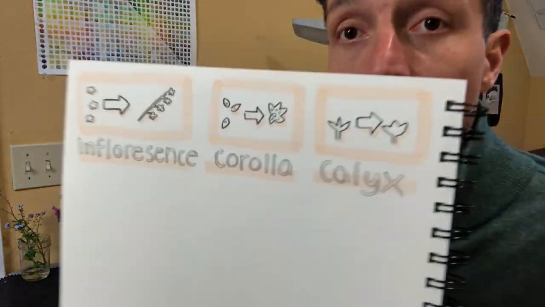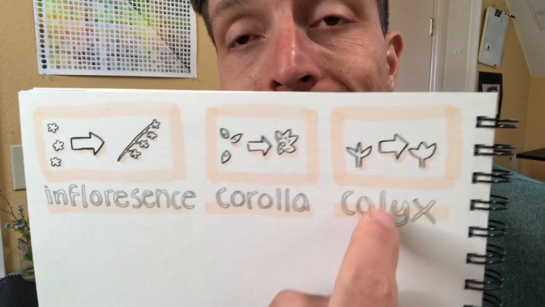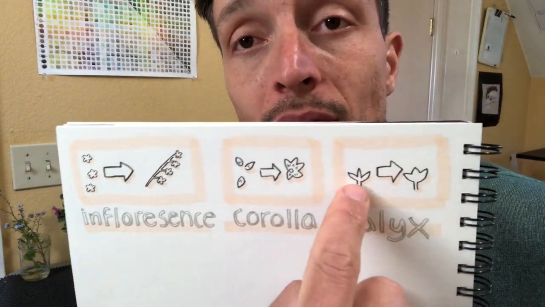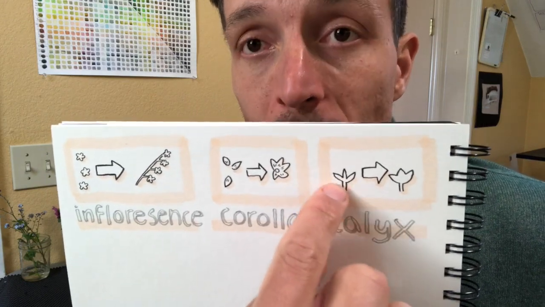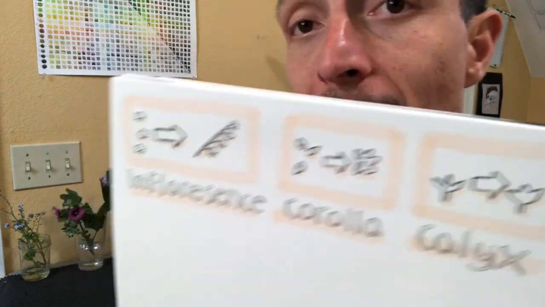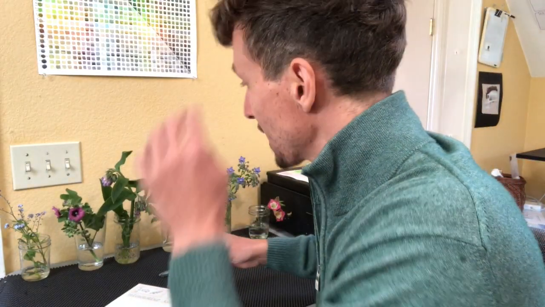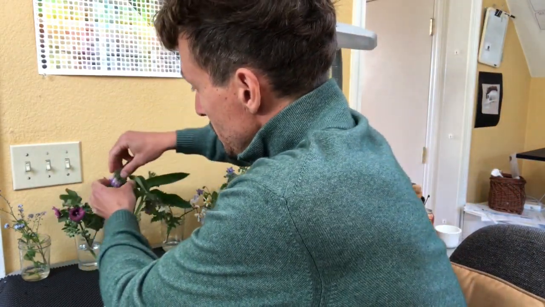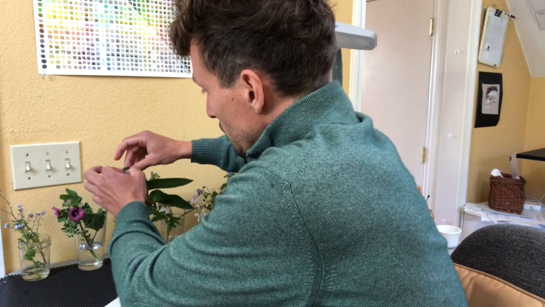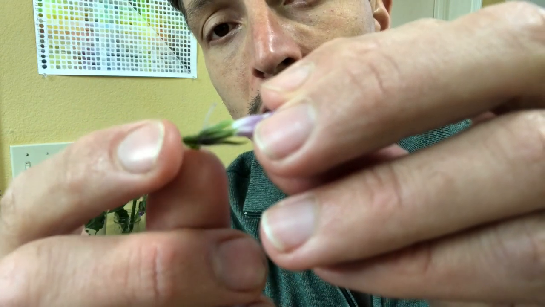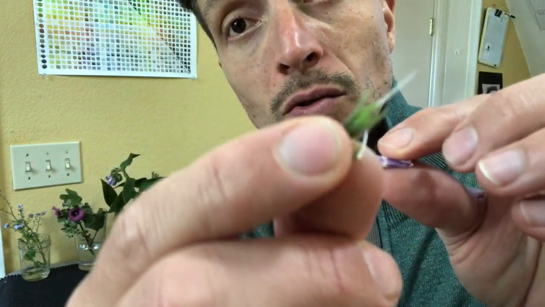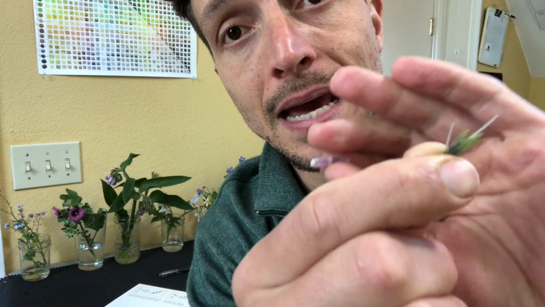And the other term is calyx. So when you have multiple sepals, the leaf-like part underneath the petals, combined into one, that is a calyx. So an example would be on this comfrey flower right here, you can see that all of these green sepals are fused into a single unit, and that is a calyx. So inflorescence, corolla, and calyx are three terms that we're going to use today.